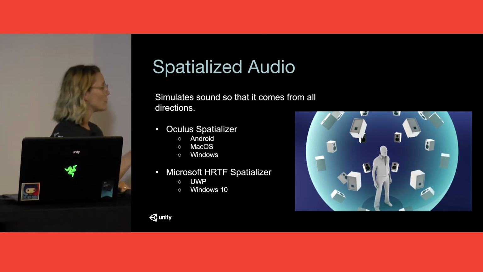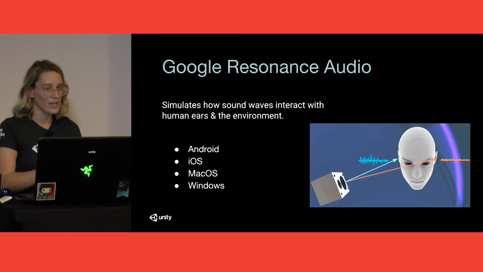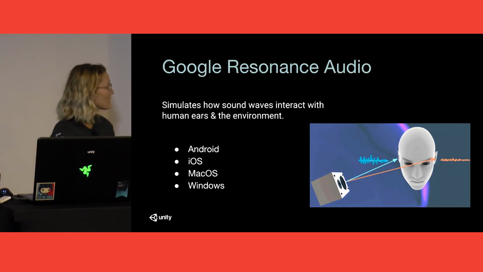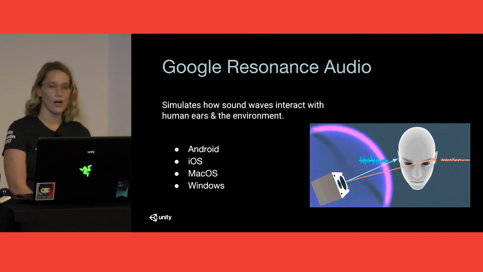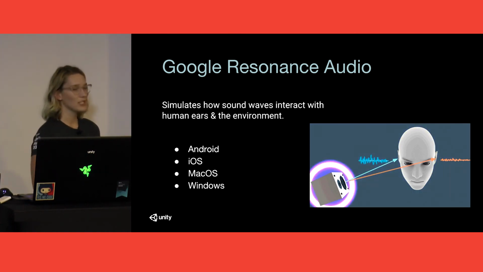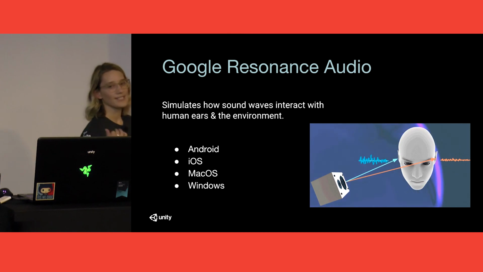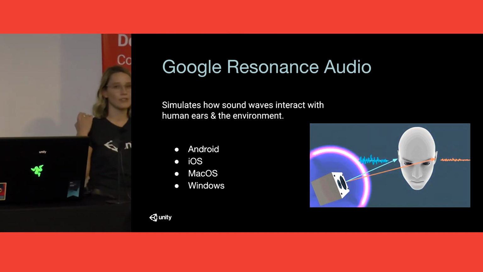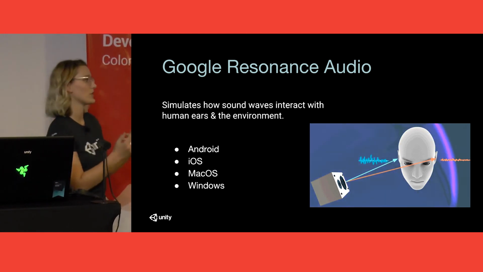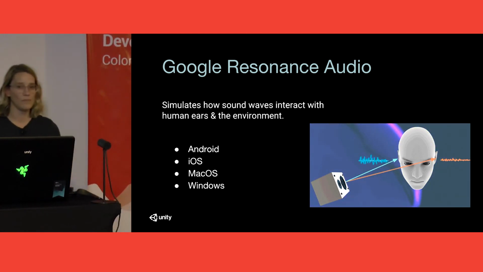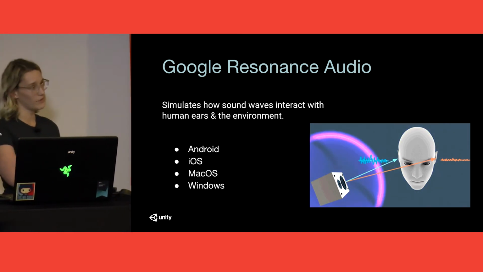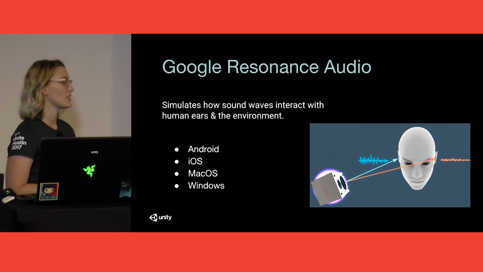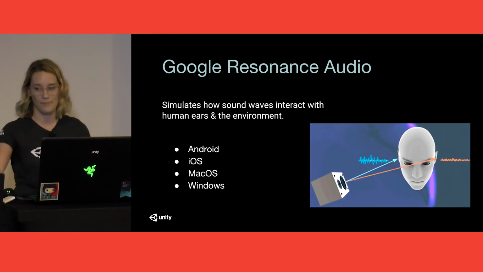We currently have 2 spatializers built into Unity: the Oculus spatializer and the Microsoft spatializer. Now, Google also recently introduced what they're calling Resonance Audio, which is spatialized audio, but also simulates how those sound waves are going to interact with human ears, and also how they're bouncing off of objects in the room. So this is really cool. You can currently get it as a plugin for Unity, and in 2017.3, it will be built into Unity.